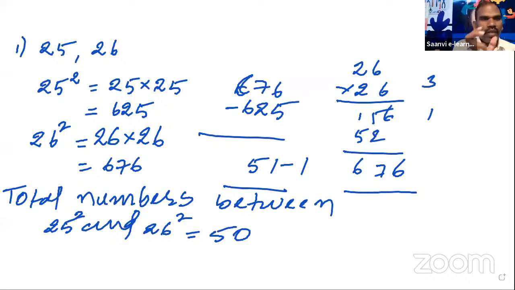See once again, 25 square equal to 25 into 25, 625. 26 square equal to 26 into 26, 676. Do the subtraction, 676 minus 625. We will get 51. But we need the numbers in between. So again subtract 1, we will get 50. So total numbers between 25 square and 26 square equal to 50.